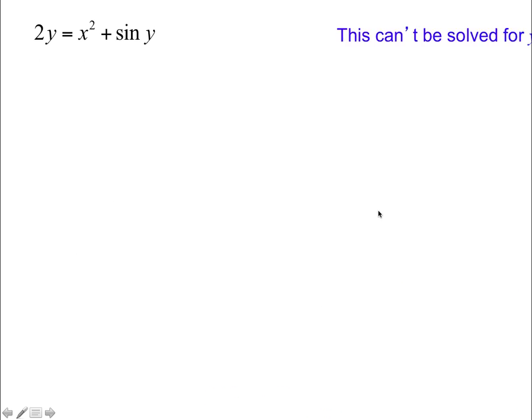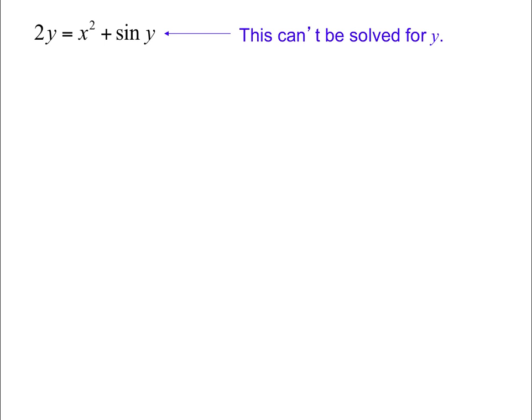So let's move on to some a little more complicated expressions. This definitely can't be solved for y. This is one of the ones that we started out the discussion with. And so this is where the implicit method comes in handy, because we don't have to solve for y. We can just collect our dy dx terms after we've done the derivative.